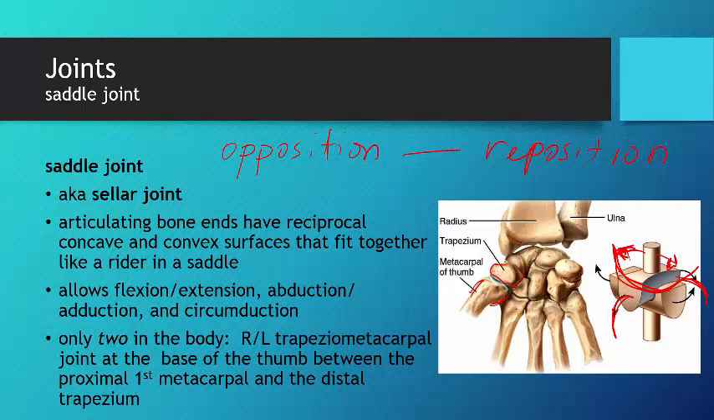So opposition brings your pinky and thumb together. Reposition brings your pinky and thumb apart from each other. You can do opposition with the ring finger, the middle finger, and the first finger as well. When we make the OK signal, where you make the round circle between your thumb and index finger, that OK signal is also opposition. Returning your hand to flat would be reposition. So be sure that you know that movement as well.